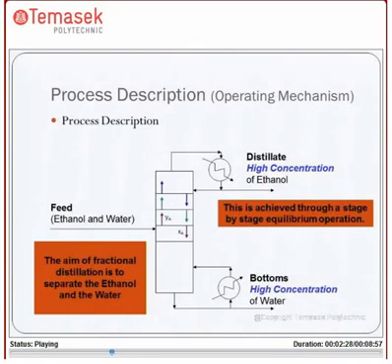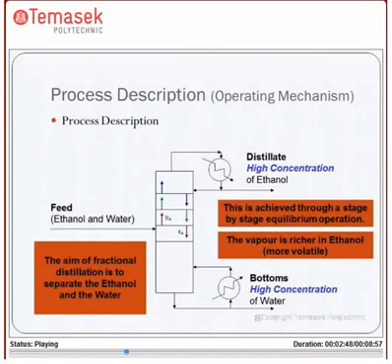This separation is achieved through a stage-by-stage operation. Consider the first stage. The vapor stream YA has a higher concentration of ethanol than the liquid stream XA. This is as the ethanol has a lower boiling point and is more volatile. As the streams continue to move up the column, the vapors generated become more and more concentrated in the more volatile component, and thus the high concentration ethanol stream is produced.